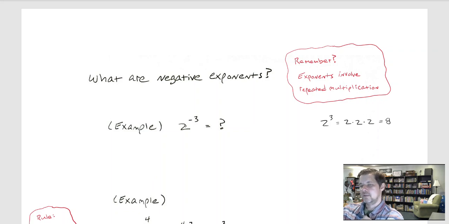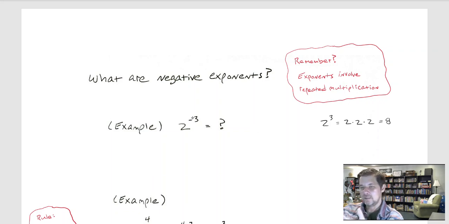Now, I say that just to tell you, on the surface it doesn't make sense. There must be something else happening here. Negative exponents must mean something a little bit different than ordinary exponents. Because so far, at least what I've talked about in these videos, it would only make sense for an exponent to be a positive number, because they involve repeated multiplication.